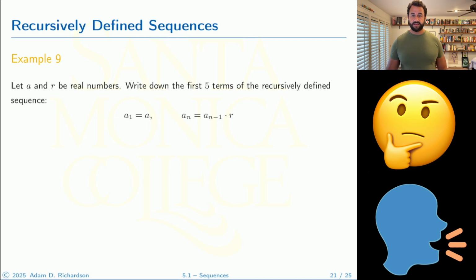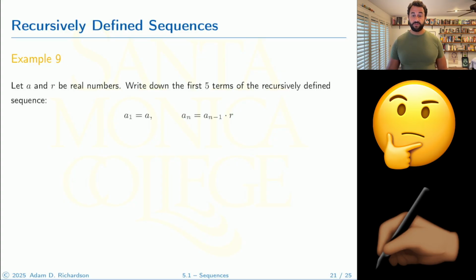Okay, say something out loud to yourself or to your cat or your dog. And now work it out. Write out the first five terms of that sequence, and we'll do it together in just a moment.